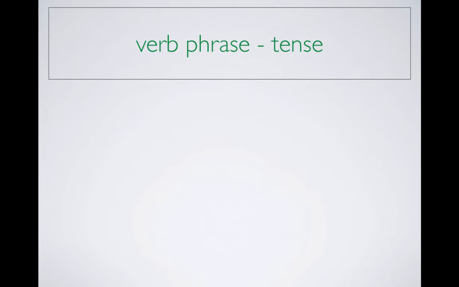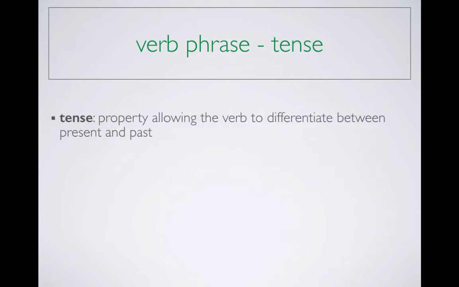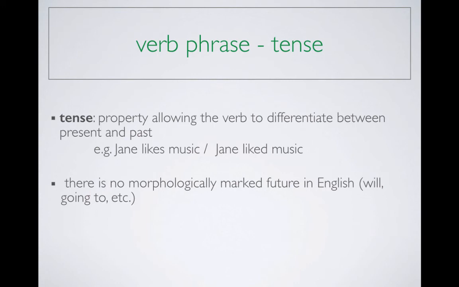Let's talk about tense. Tense is the property allowing the verb to differentiate between present and past. For example, Jane likes music, or Jane liked music. There is no morphologically marked future in English. We mark the future by saying will, going to, etc. But it is not in the morphology, it's in the syntax.